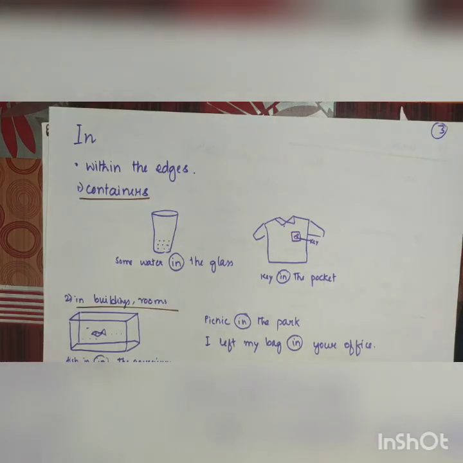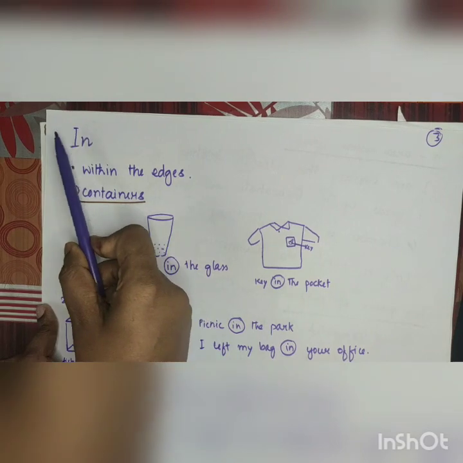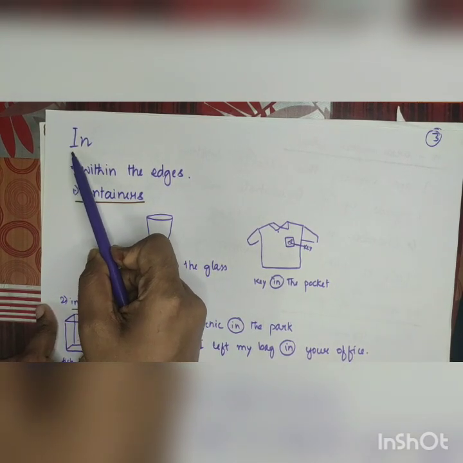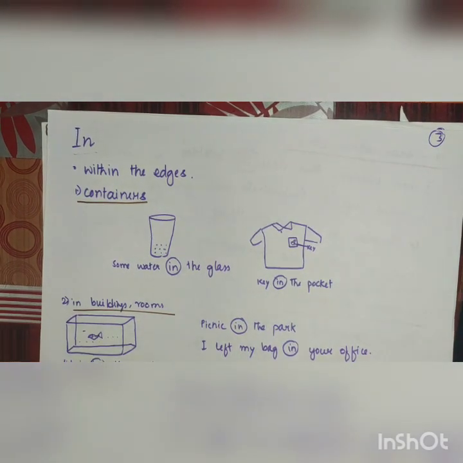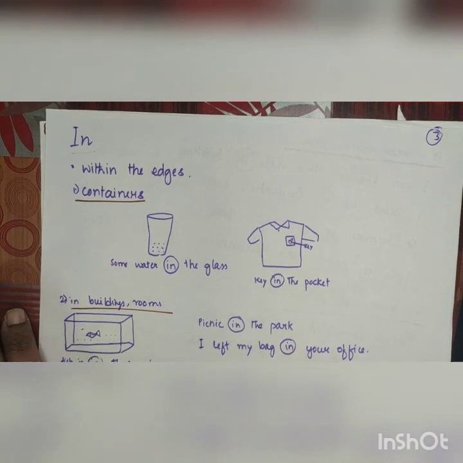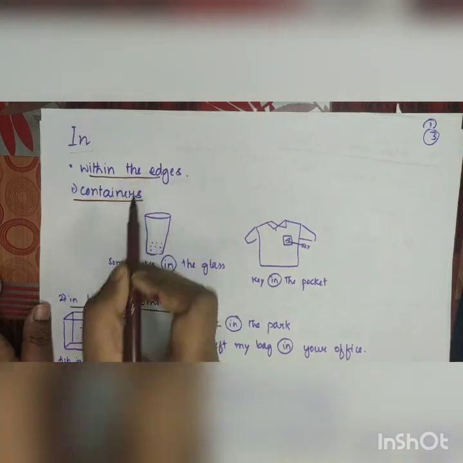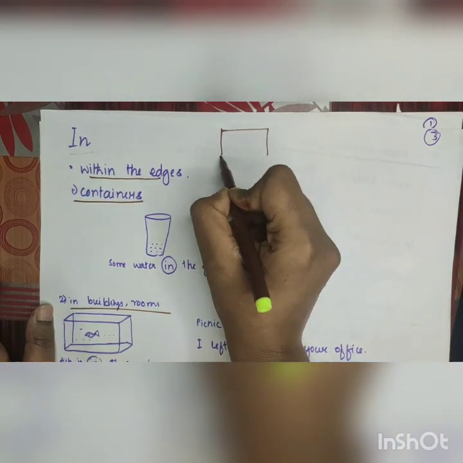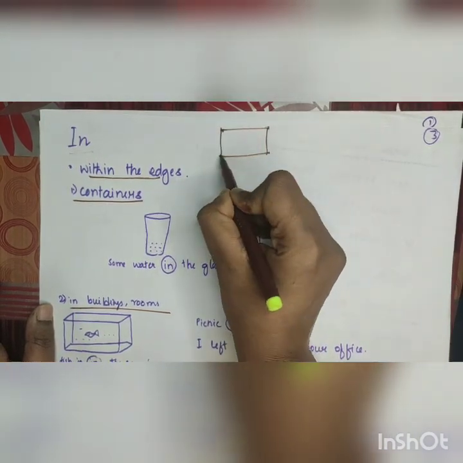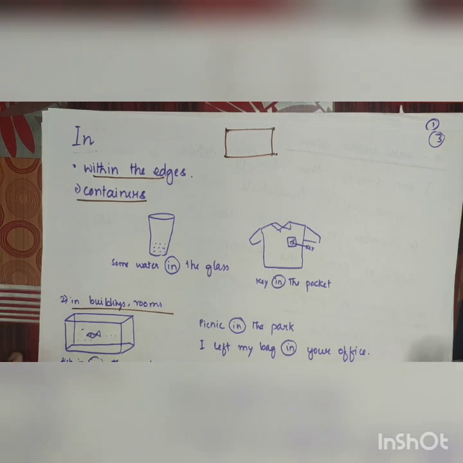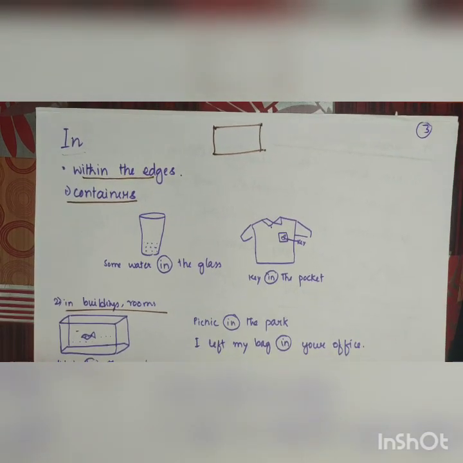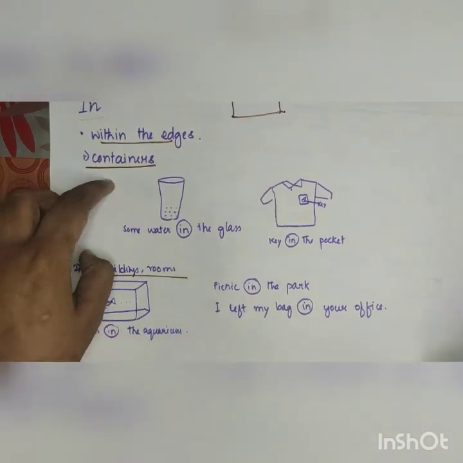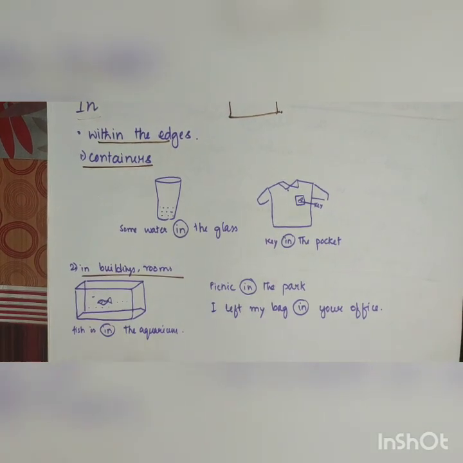Right? So in the beginning we are going to learn about the usage of the preposition in. Okay. So in is somewhere used to describe something which is within the edges. It must have a boundary. Edge, you understand? This is a box. These are its edges. Okay. So first thing where we use in is in containers. When we mean containers. Okay.